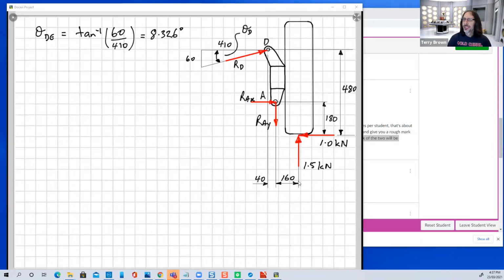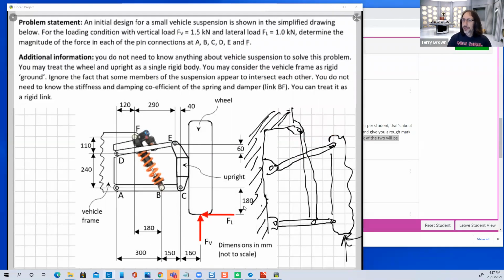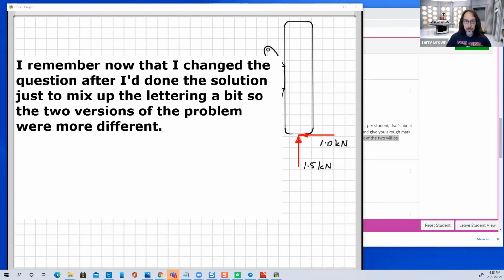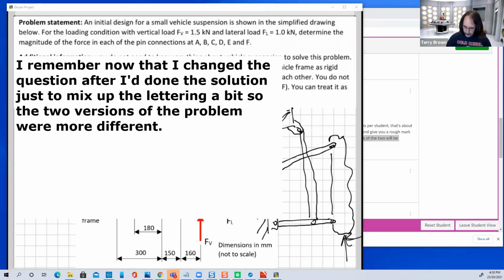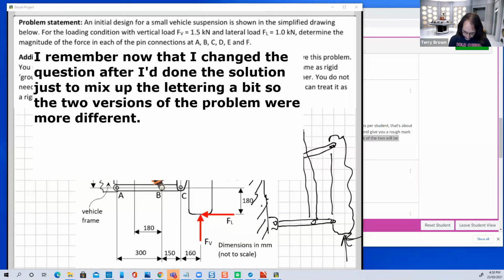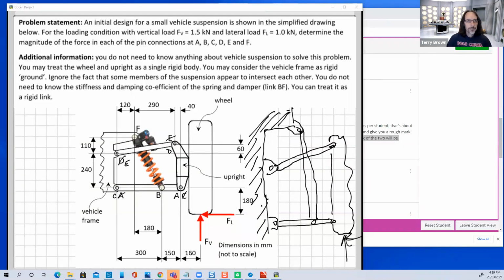Is this A supposed to be C? It is, yes. Thank you. Why did I do that? What's easier to change? I think the question might be easier to change. Let me change the question. Thanks for that, Roy. Thanks for picking that up.